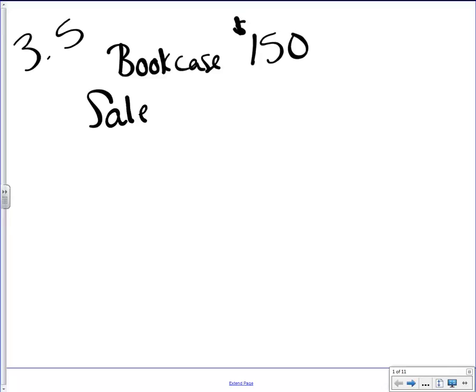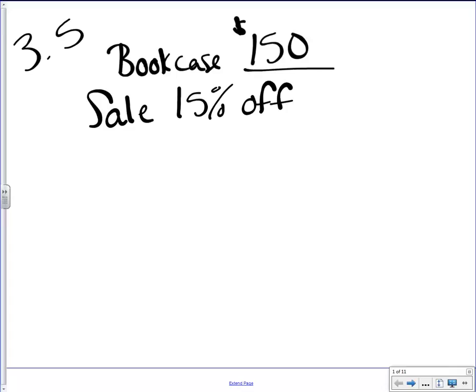You're going to a store and you're looking to purchase a bookcase. Right now the bookcase is $150, but it's on sale for 15% off. For this problem, I want to know how much the bookcase really is. I'm looking for the total price that I would pay. How much is the bookcase while it's on sale?